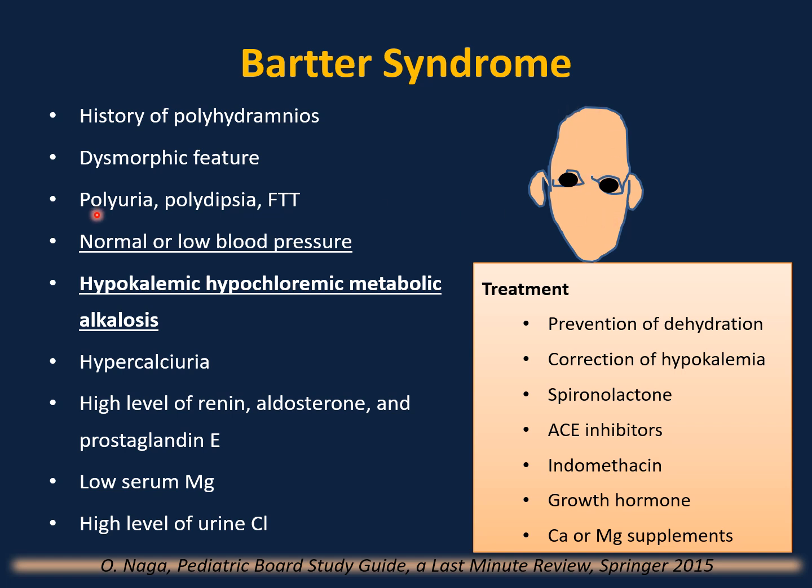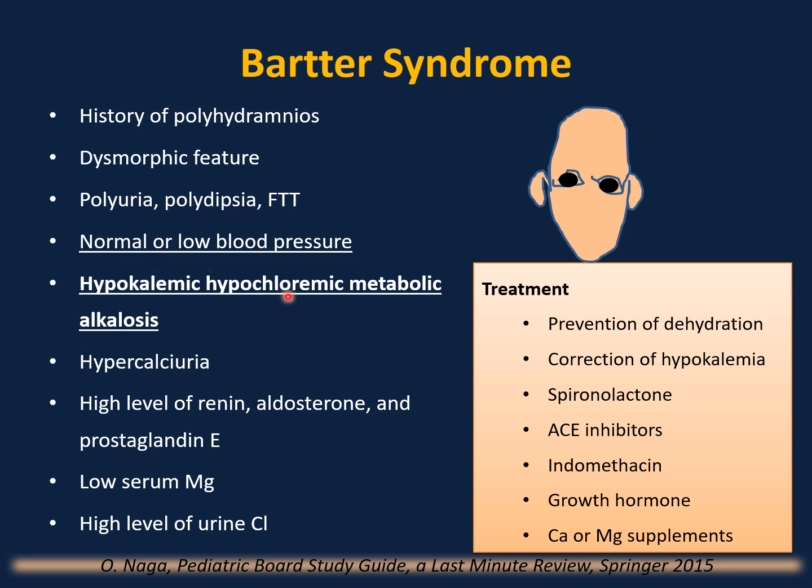Also, these infants or newborns will have polyuria, polydipsia, failure to thrive because of dehydration, associated with normal or low blood pressure. This is a key word for this disease. Why? Because they have high level of aldosterone, and normally when you have high level of aldosterone, the blood pressure will be elevated. But in this disease, they will have high level of aldosterone with normal or low blood pressure.